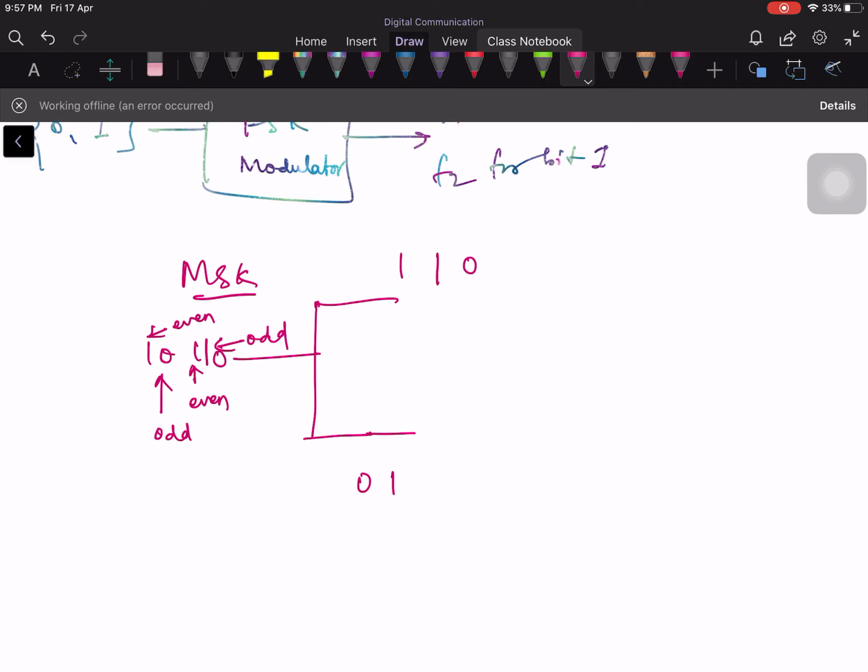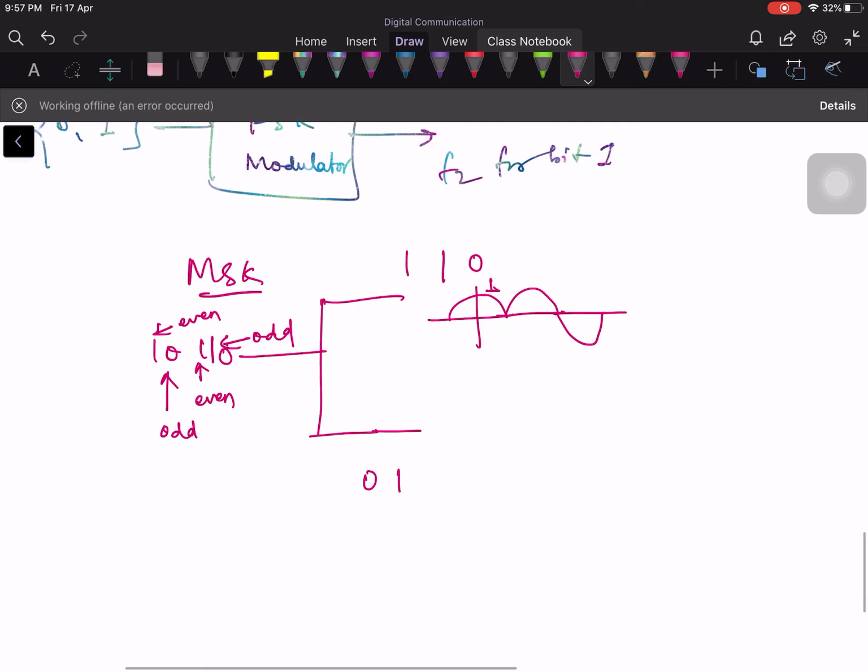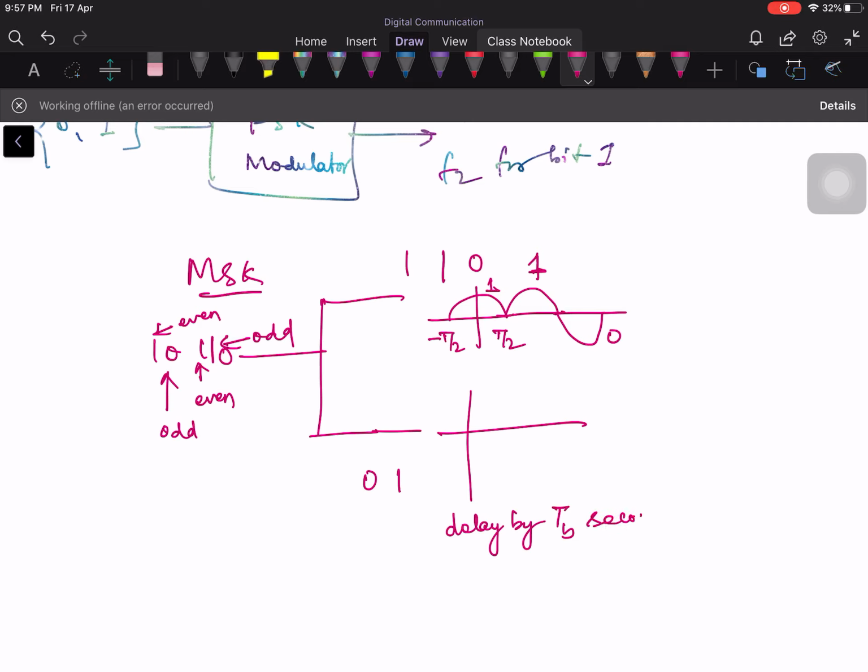Now what you do is, here you take half cosinusoidal pulses like this, and again like this. So this is for 1, and this is for 1, and this is for 0. This is minus T by 2 to plus T by 2, and so on and so forth. And here you shift by Tb seconds to the right, delay by Tb seconds in the Q channel.